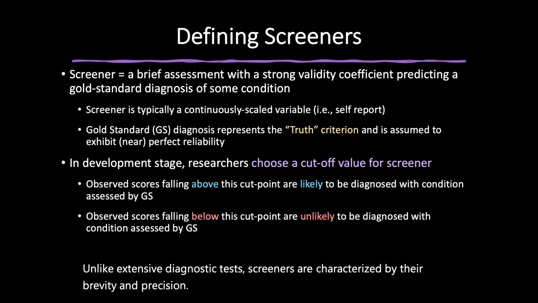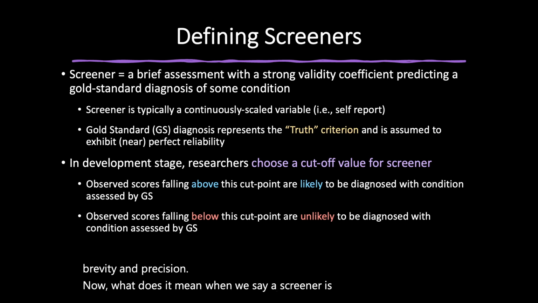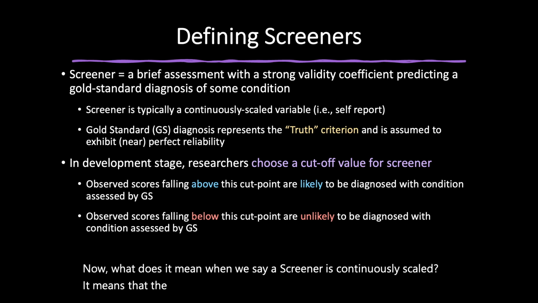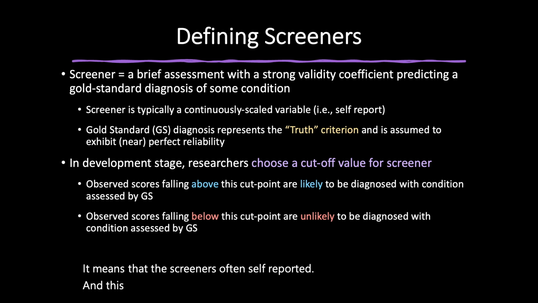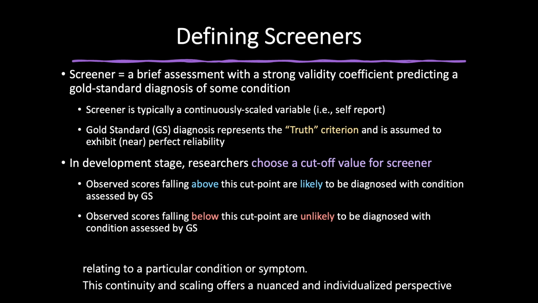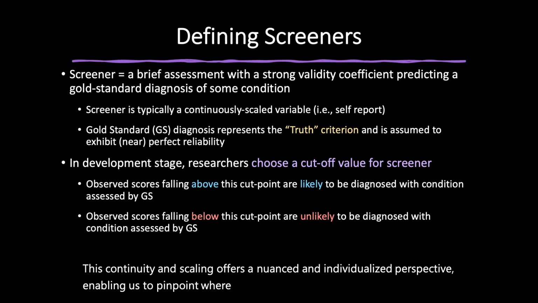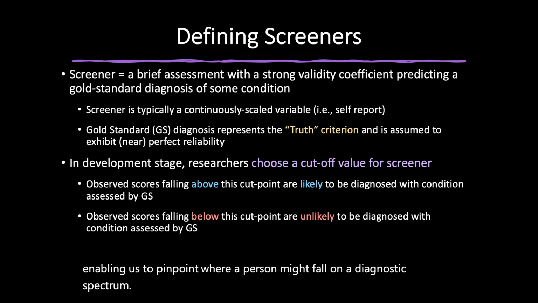Now, what does it mean when we say a screener is continuously scaled? It means that the screener is often self-reported. And this allows the person to place themselves on a spectrum or scale relating to a particular condition or symptom. This continuity in scaling offers a nuanced and individualized perspective, enabling us to pinpoint where a person might fall on a diagnostic spectrum. But how do we ensure accuracy?